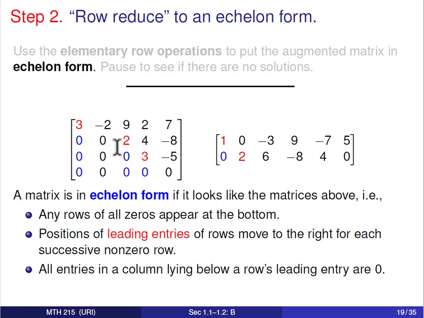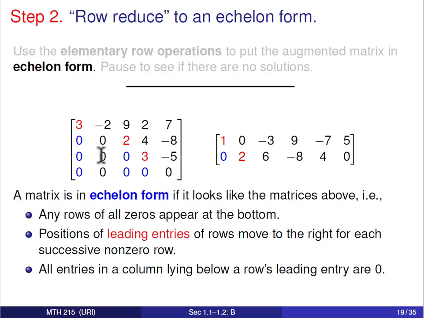Now you'll notice that actually we have zeros below the -2 and the -5 as well, even though those aren't leading entries. And that's to be expected, because let's just imagine for a second that we did have a non-zero entry below the -2.